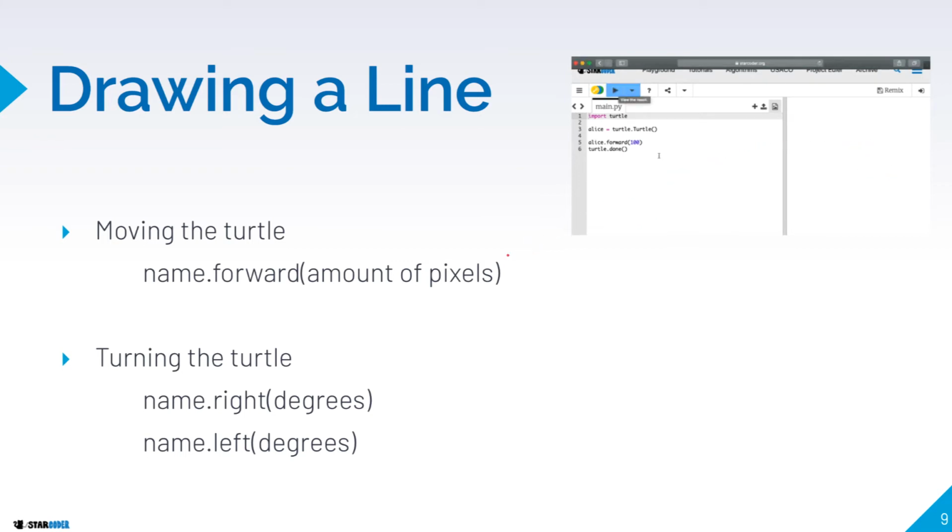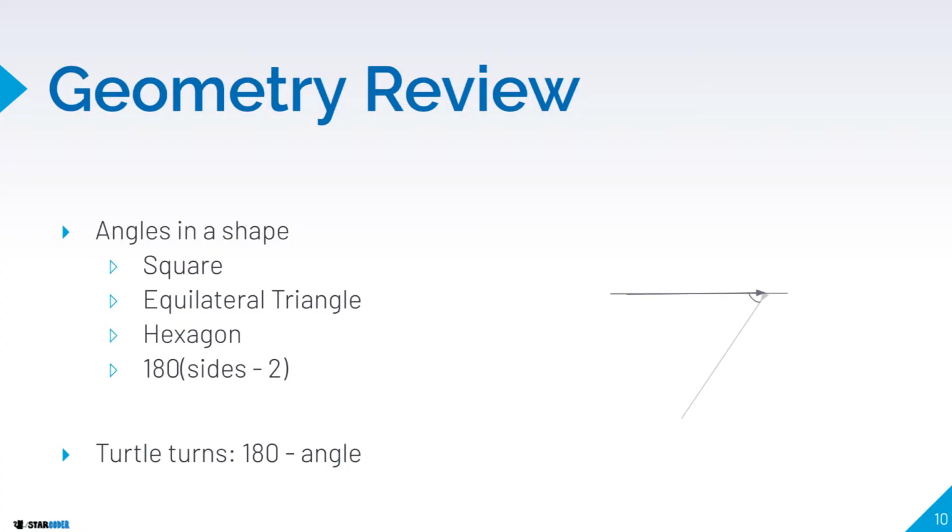And the best part about simple drawing is that these commands are pretty much all you need to create basic shapes. As you might recall from learning geometry, a shape has a certain amount of angles in its sides, depending on the amount of sides it has. So like a square will have 90 degrees and an equilateral triangle will have 60 degrees. And we can see that a common formula would be 180 times the amount of sides minus 2.